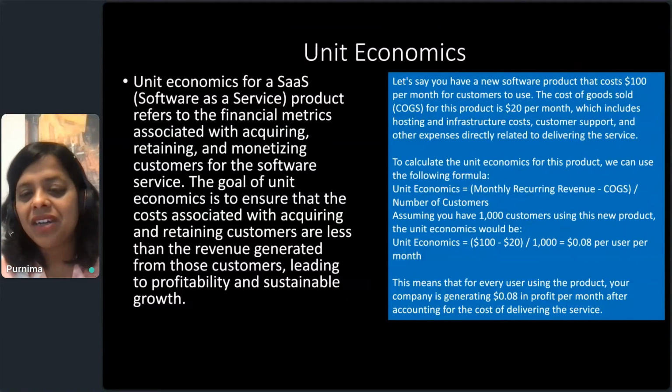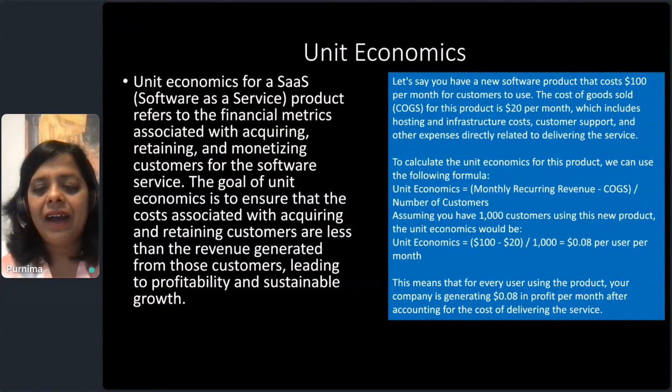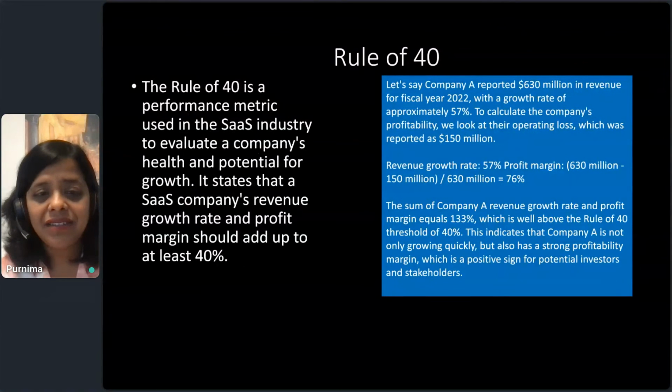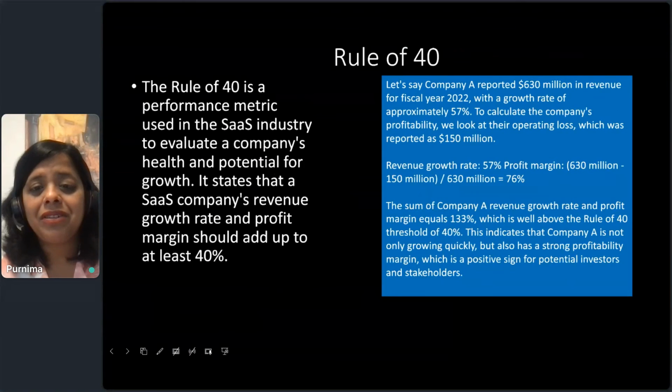So let's say you have 1,000 customers using this product. Your unit economics says that for every user every month, you get 8 cents as profit. That's a good profit margin. Are there companies who have way higher? Of course, they're way higher. But this is an example. I'm like, okay, so now I know if I grow more customers, this is how much I keep getting, right?